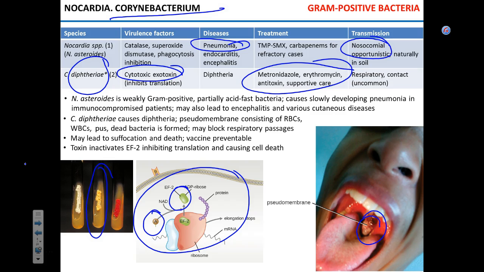So, transmission, virulence factor, cytotoxin, disease. Remember that it forms a pseudomembrane, and that we have a vaccine.